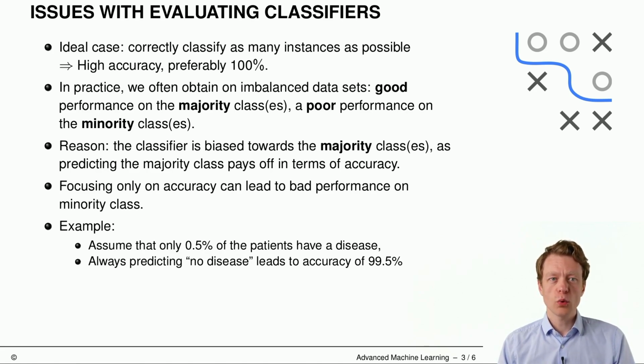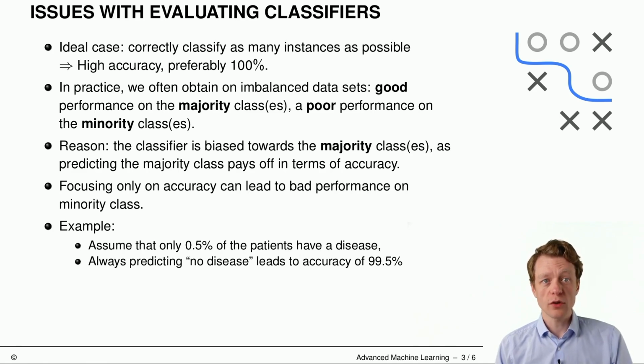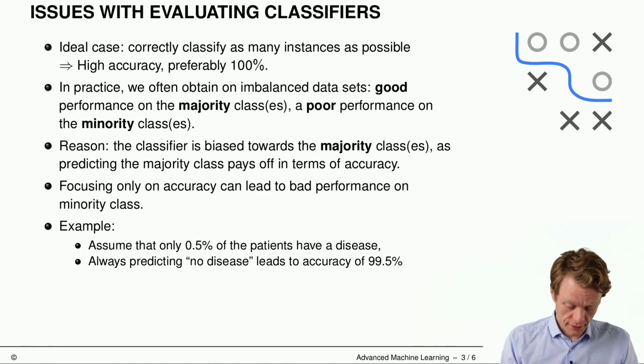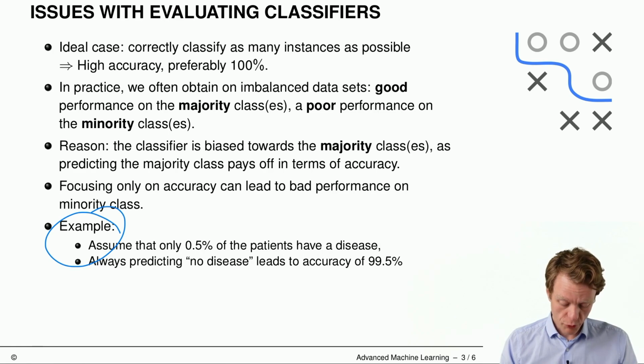So we have an issue with evaluating classifiers for imbalanced data. Ideally we want to correctly classify as many instances as possible. Of course, we want to have a high accuracy, preferably we want to correctly classify all our observations, so 100%. What we obtain in practice on imbalanced data sets is that we have a good performance on the majority class, but a poor performance on the minority class. And the reason is that the classifier is biased towards the majority class, as predicting the majority class pays off in terms of accuracy.